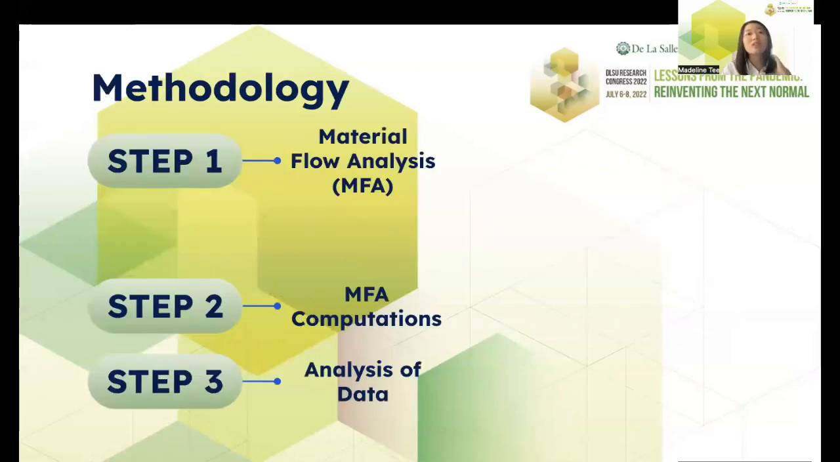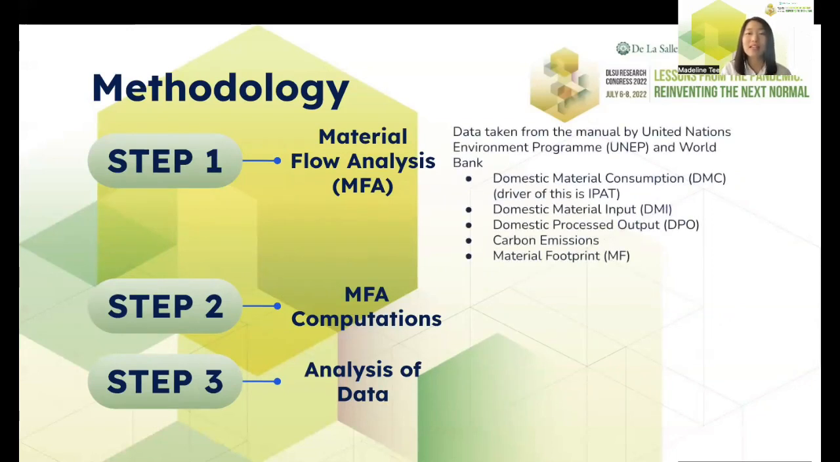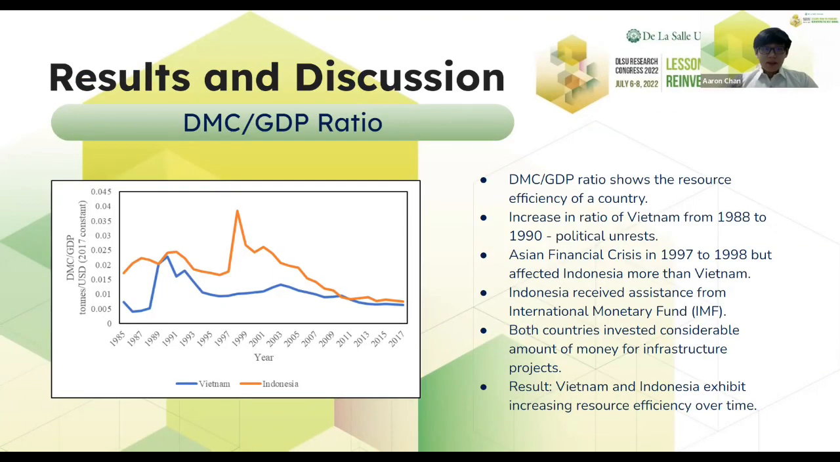So next, we will be sharing with you the methodology. There are three main steps. Firstly is the material flow analysis, which is the tool being selected for this. Now, the data is taken from the United Nations Environment Program and the World Bank with these 5 bulleted items. Next, we will be having the MFA computations. They are computed for these 3 bulleted items. Next, for the analysis of data, we would like to show the implication of the computations and graphs developed. I will be passing the floor to Aaron for the next portions.